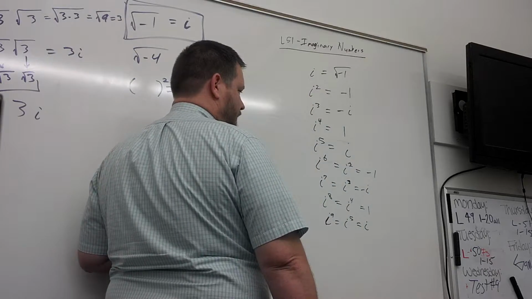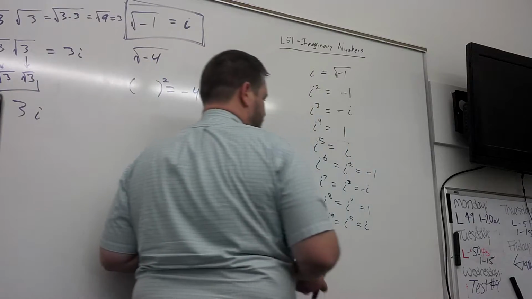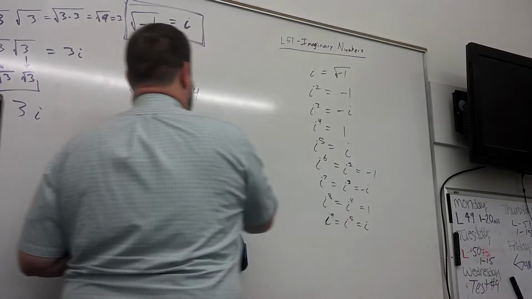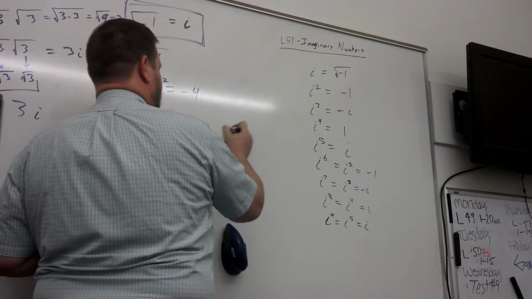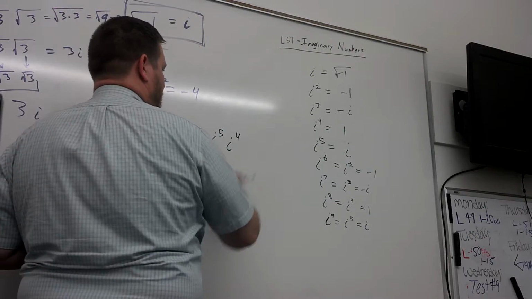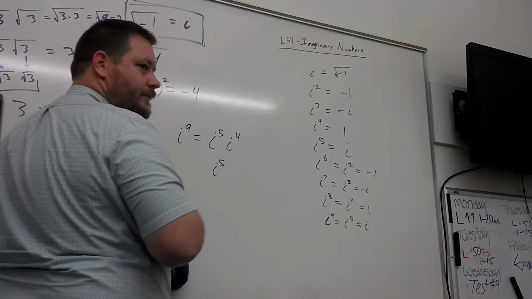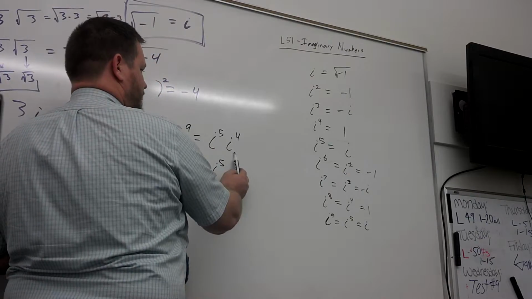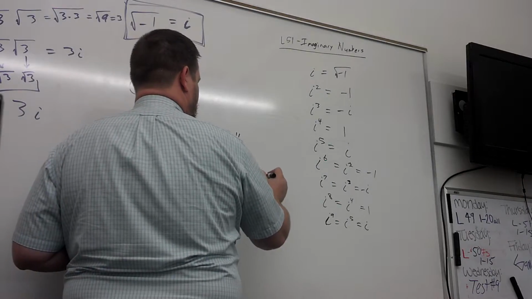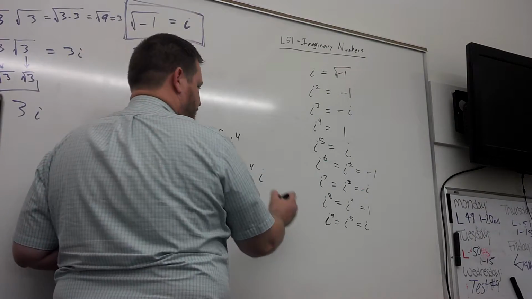Does it just repeat over and over? Do we have to memorize these? Wait, so i to the 9th and the 5th is just... Is it i, or would it just be negative? So, i to the ninth power is i to the fifth power times i to the fourth power, right? Yes. What's i to the fourth power? 1. And 1 times anything is itself. And i to the fifth is i to the fourth times i. And i to the fourth is 1, and 1 times anything is itself.